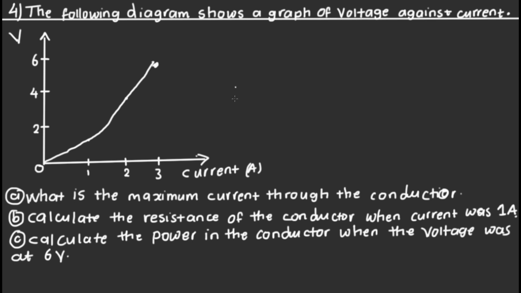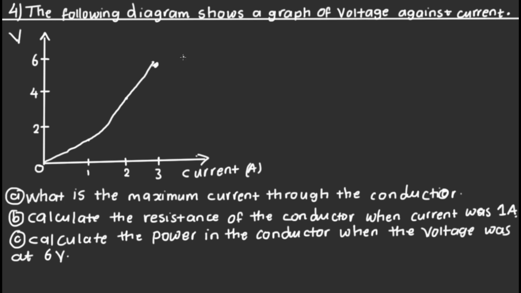Right, so we move on to a different question. This one is where you are given a graph, or at times the questions come after you have been asked to draw a graph. The concept is simple. Whether the graph has been plotted for you or you've done it yourself, the concept is still simple. The following diagram shows a graph of voltage against current. So voltage is on the y-axis, current is on the x-axis.